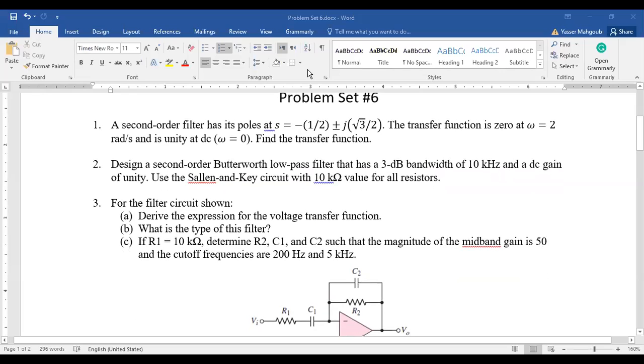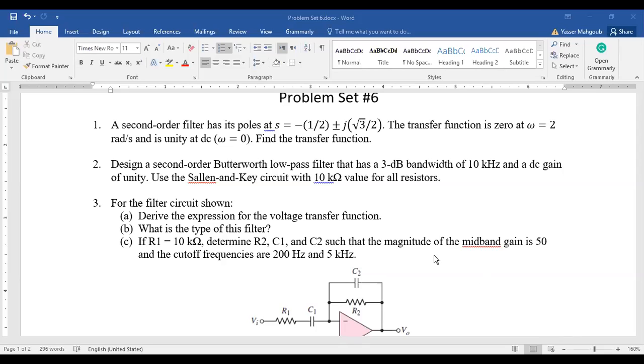Okay, so let's move to the second one. So the second question is asking you to design, okay, just give me a second. Sorry about that.